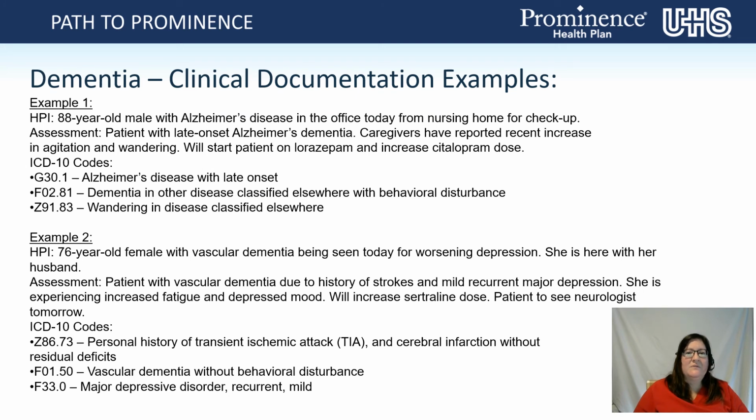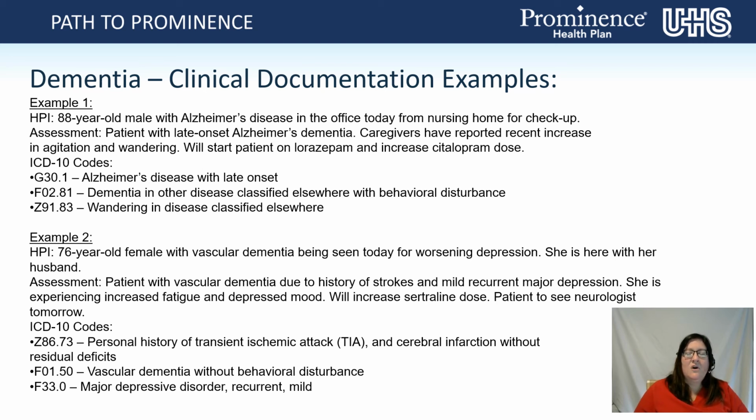A couple of examples of some great documentation regarding dementia. Example 1, 88-year-old male here with Alzheimer's disease in the office from the nursing home for a checkup. In the assessment, patient with late onset Alzheimer's dementia. Caregivers reported recent increase in agitation and wandering. The physician's going to increase the patient's medication and start a new medication.